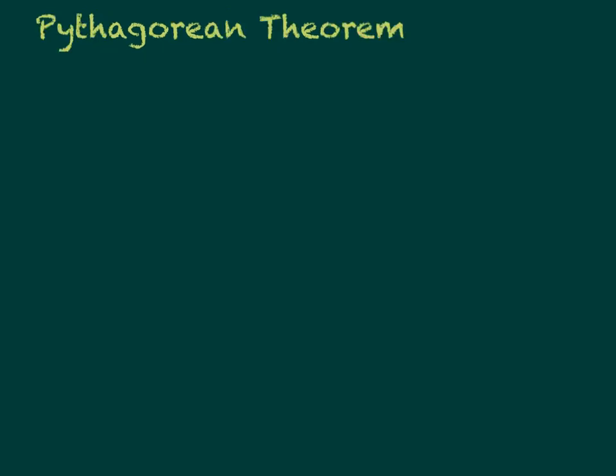Okay, and this last bit of our notes today is all about a formula you know and love, the Pythagorean theorem. A squared plus b squared equals c squared, where a and b are the legs of a right triangle and c is the hypotenuse of a right triangle.